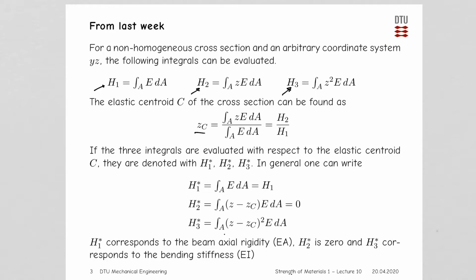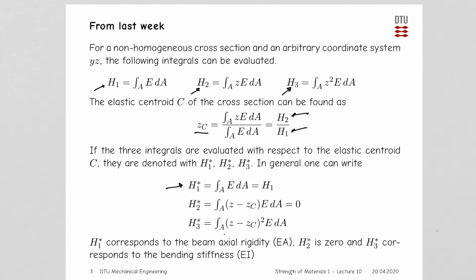The coordinate of the elastic centroid we call ZC, and we can see from the equation that the first 2 integrals we need to compute in order to find ZC are H2 and H1. These had to be computed if we did not know the location of the elastic centroid a priori. So first step, computing H1 and H2, and from those we determine ZC. From there we could go on to computing the actual stiffness properties of the cross-section, that is the actual rigidity, which we call H1 star.